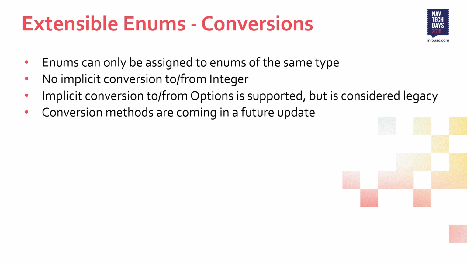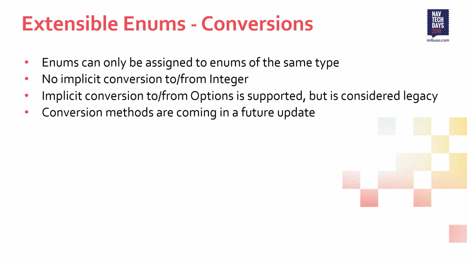There's a small other twist to the enum compared to the option. First of all, they are not assignable to anything like the option. Basically, the option type today, you can assign it to integers, to the bytes, to the decimal, doesn't matter. Any numeric value will go. We have tightened that a bit. Actually, you can only assign an enum to an enum of the same type. And there's no implicit conversion to and from integer.